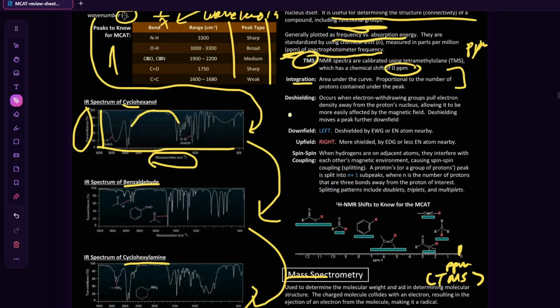And then deshielding. Deshielding happens when you have electron withdrawing groups that pull electron density away from the proton's nucleus, which lets the proton feel the external magnetic field more directly and more strongly. So deshielding pushes a peak downfield, to the left on the spectrum. The opposite would be shielding. Deshielding moves the peak further downfield, whereas shielding is the opposite, so you move to the right, upfield. So right versus left. And that's what we're talking about here, downfield versus upfield.